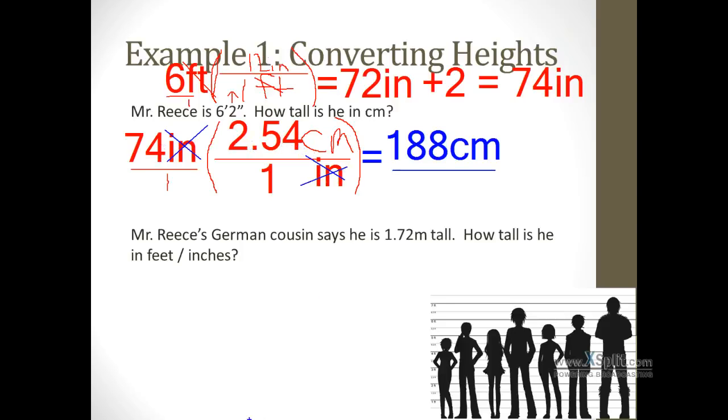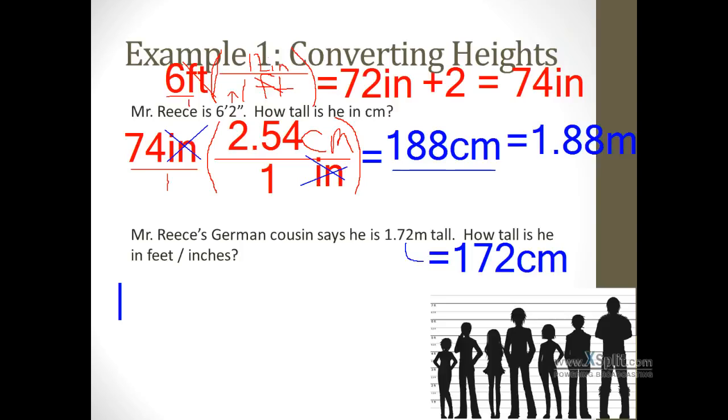We can work backwards from here. And by the way, incidentally, since there are 100 centimeters in a meter, I can move the decimal point over a couple and I can say this is 1.88 meters as well. All right. If my German cousin tells me that he is 1.72 meters tall, he's a little shorter than I am, I can convert this to centimeters. This is equivalent to 172 centimeters. I can move the decimal point over a couple. He is 172 centimeters tall.